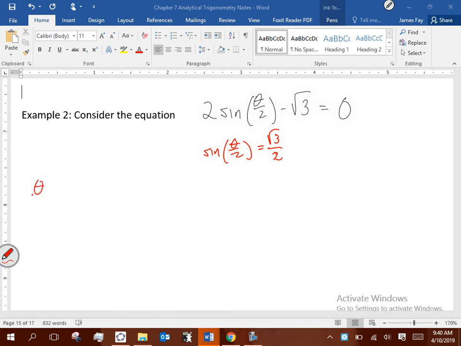We're going to solve for theta over 2 now, solve for our argument, and sine is radical 3 over 2 at what angle? 60 degrees, right? Let's just do everything in radians right now, so it'd be pi over 3, correct? And the other time that sine is that would be at 2 pi over 3, right? Those are the two situations in which sine is equal to root 3 over 2.